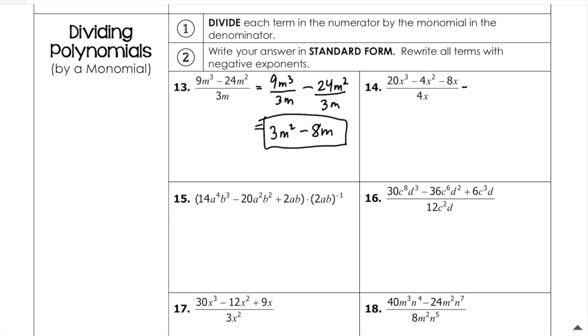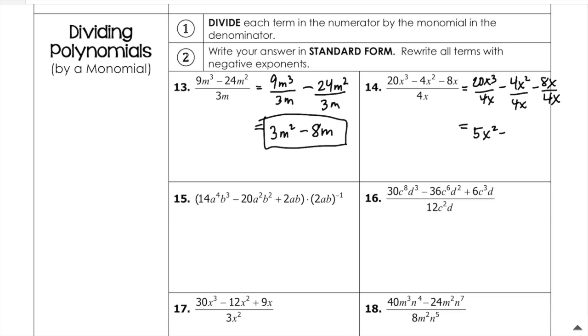So let's do this again. We have 3 pieces this time. So I have 20x to the third divided by 4x, minus 4x squared divided by 4x, minus 8x divided by 4x. 20 divided by 4 is 5. x to the third minus x to the first will give me x to the second. x squared, 4 divided by 4 is 1.